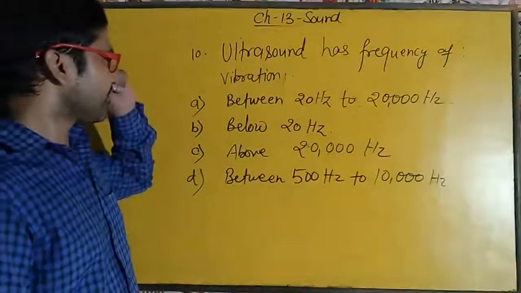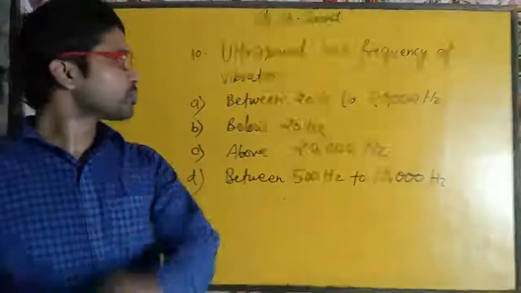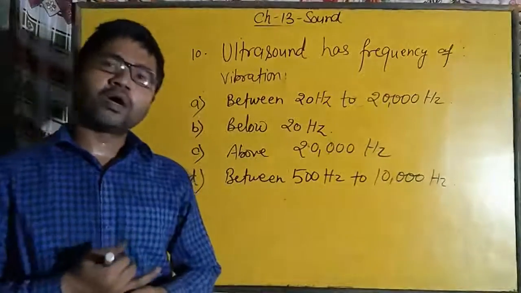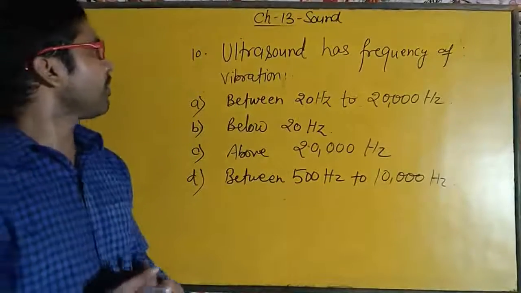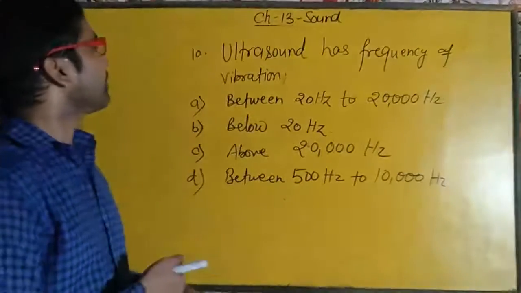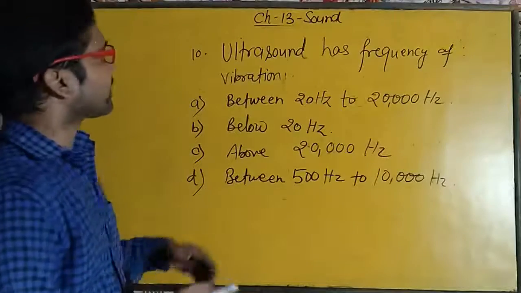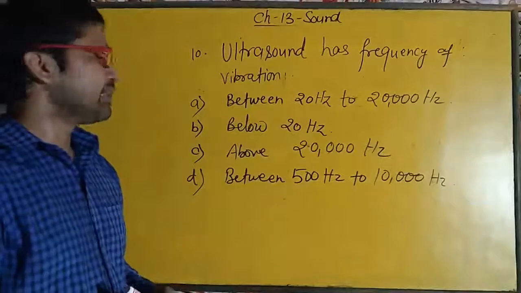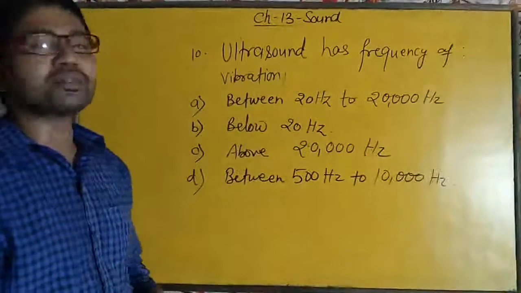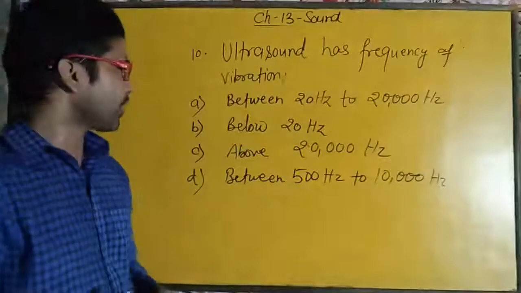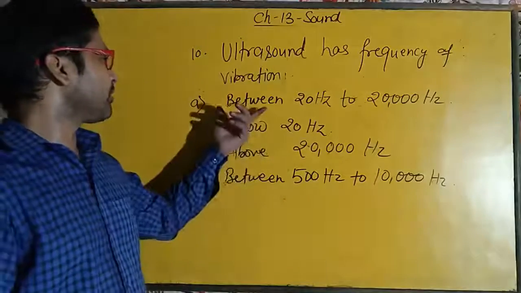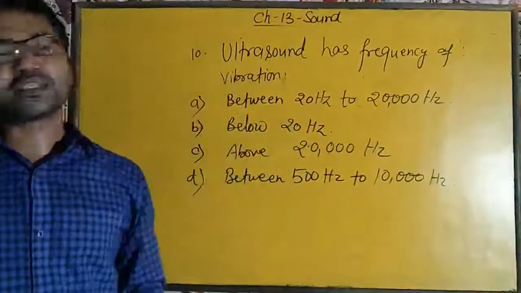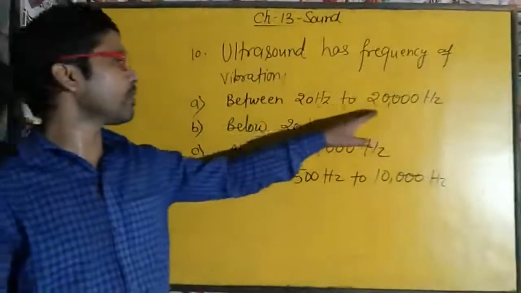Okay, so now I'm sure most of you have done this question by yourself, because we have learned about the three types of waves. First one was the infrasound, then second one is audible sound waves, and last one is ultrasound waves. And we have studied about these topics in detail. There we have discussed the frequency of these three types of waves and their ranges. We know that the frequency range from 20 hertz to 20,000 hertz is known as the audible frequency, or audible sound waves.